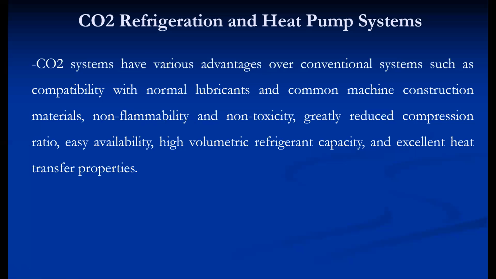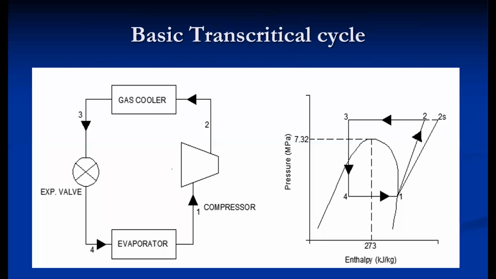But it has a major drawback: its critical point is very low. And that's why when we use CO2 in a conventional vapor compression cycle, the cycle becomes a transcritical cycle. So this is a basic transcritical cycle. Let me clarify what we understand by a transcritical cycle.